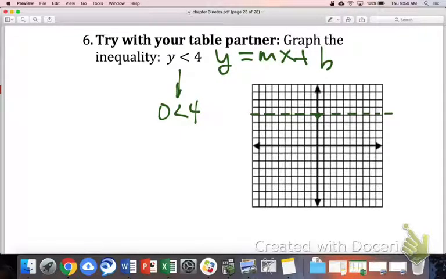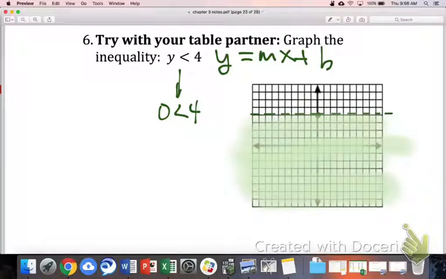So I'm going to shade down there. So that means that any point that I could pick down there, the y-coordinate will be less than 4.